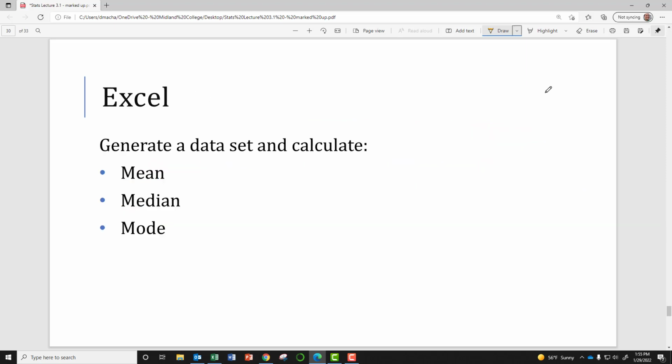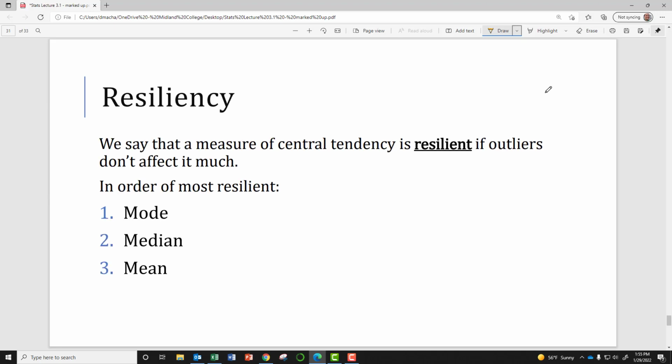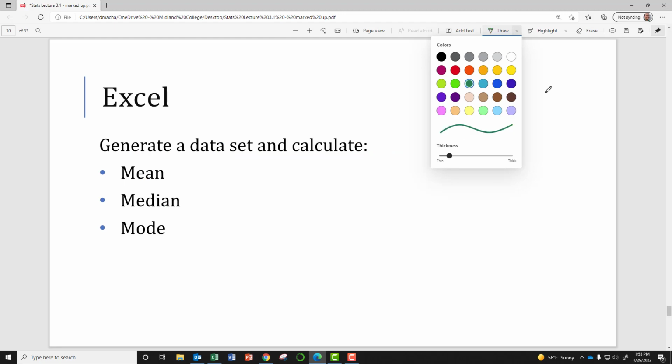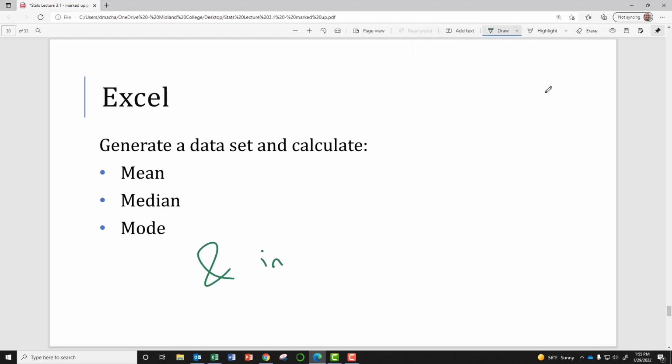In Excel, we're going to generate a data set and we're going to calculate the mean, median, and mode. And I think we're also going to do this in a calculator as well. And so we're going to do this in this video in a TI-84 emulator, so you can see what that looks like. Let me just open up an Excel workbook.